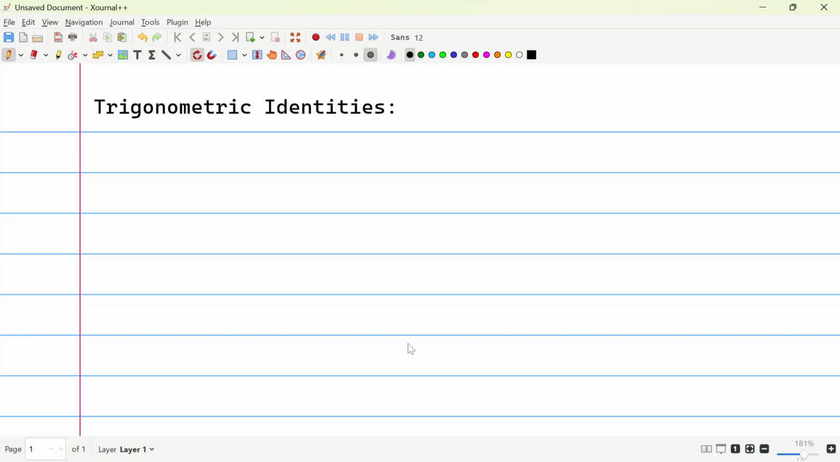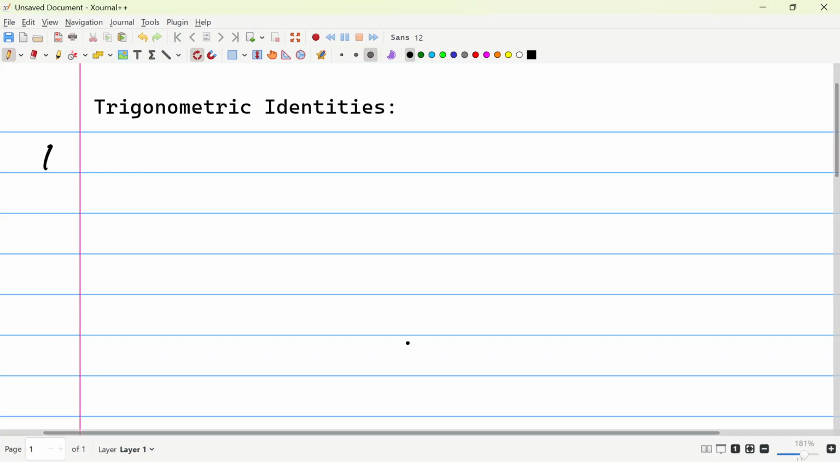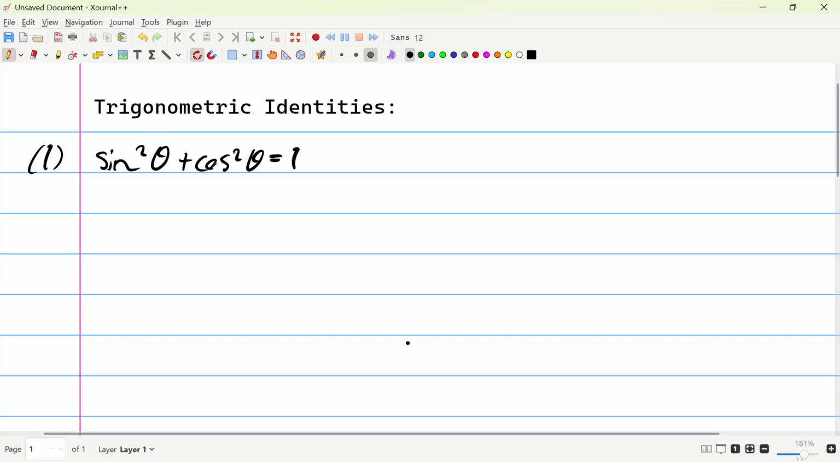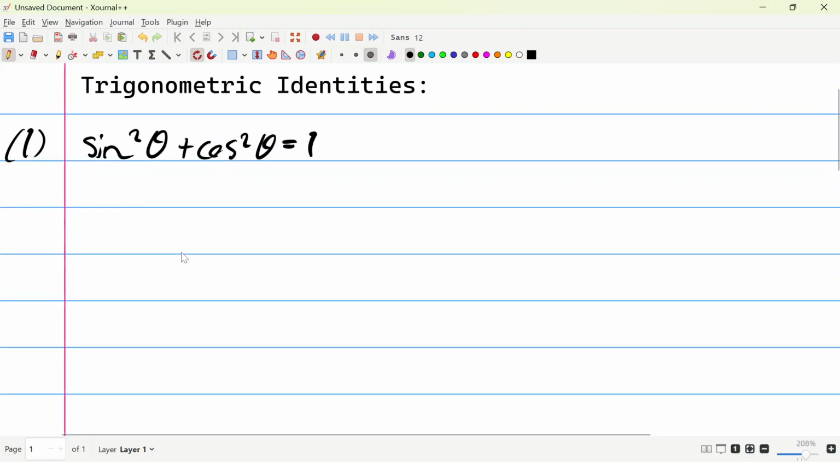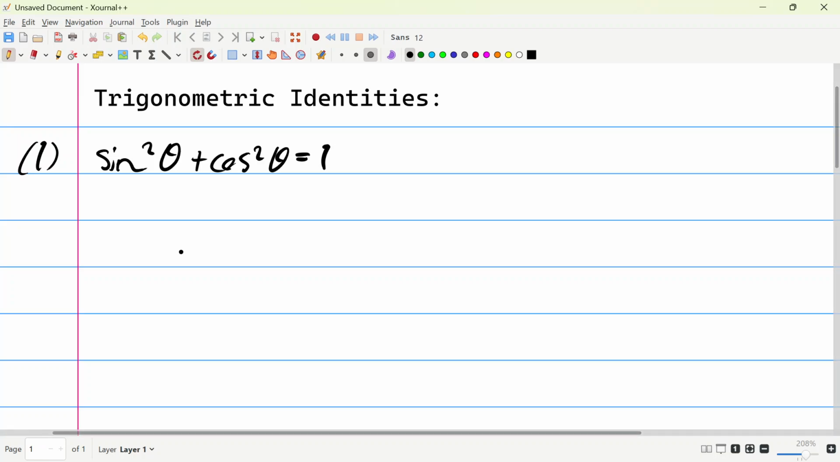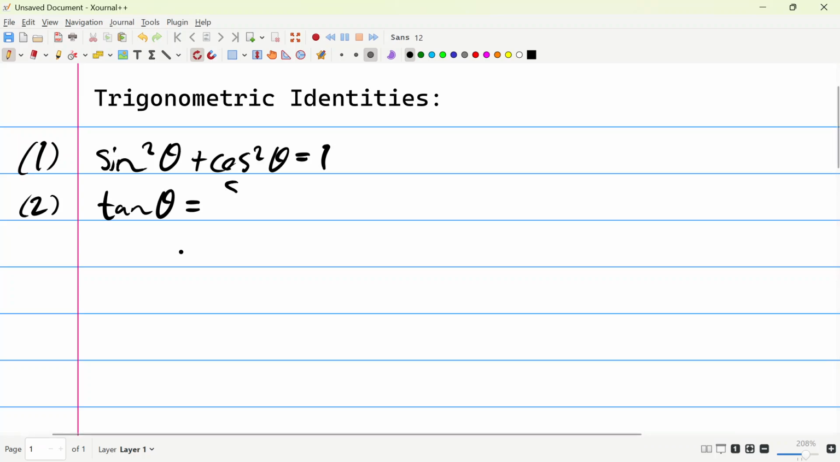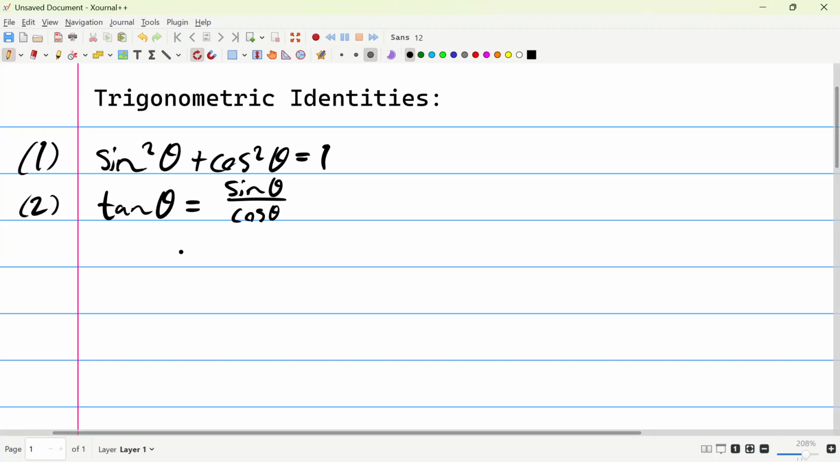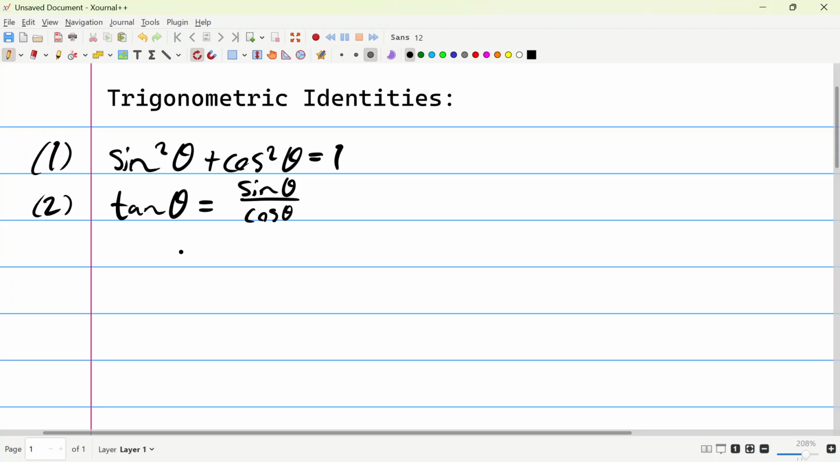So the first identity that we're looking at, and I'm going to prove both of them, okay? The first identity is sine squared theta plus cos squared theta is equal to 1. That's the first identity we're going to be dealing with. And the second identity is tan theta is equal to sine theta divided by cos theta, okay? So those are the two identities we're going to be having a look at.